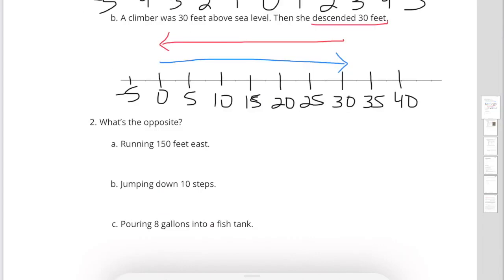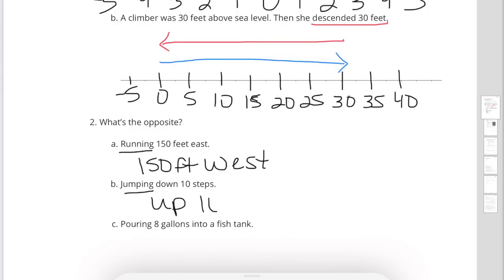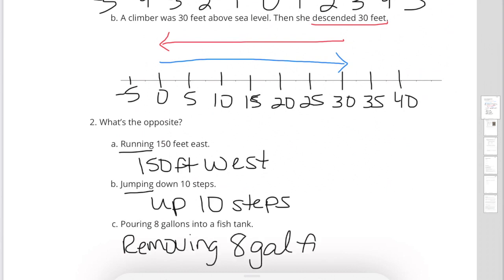Number 2, what is the opposite of running 150 feet east? That would be running 150 feet west. Jumping down 10 steps. So it would be jumping up 10 steps. Pouring 8 gallons into a fish tank. That would be removing 8 gallons from a fish tank.